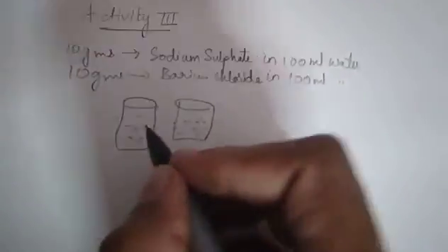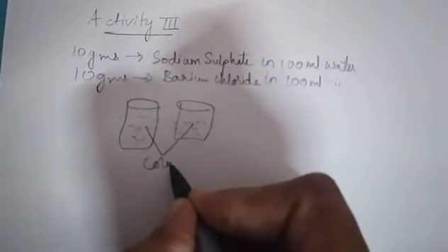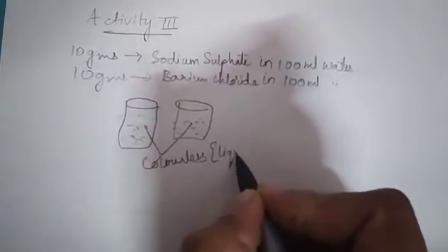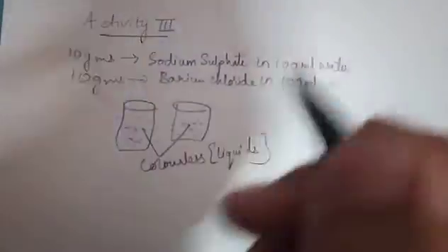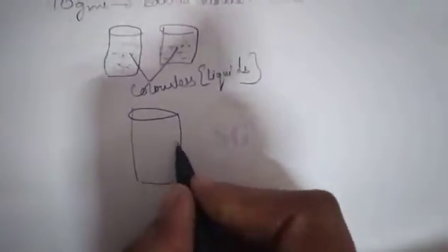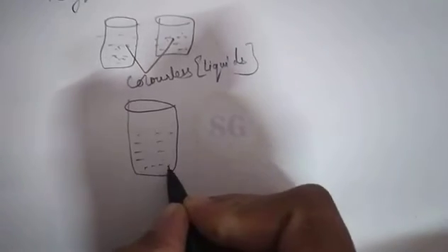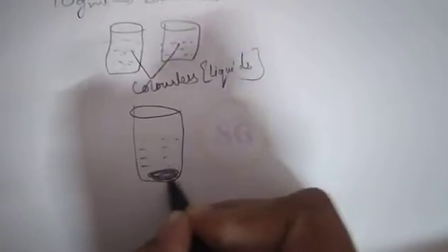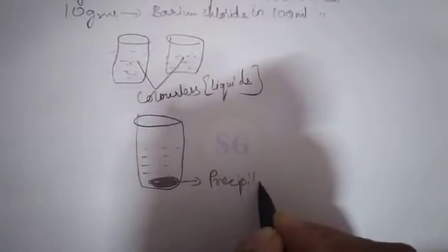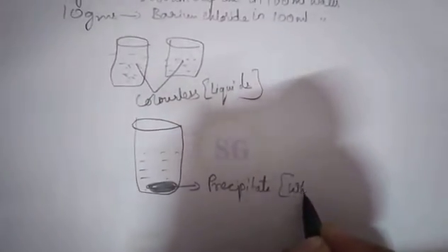These two are colorless liquids. When you mix these two colorless liquids, you will be getting a precipitate. Here down, precipitate is formed. These two are colorless. The precipitate is white in color. Colorless reaction is giving color.